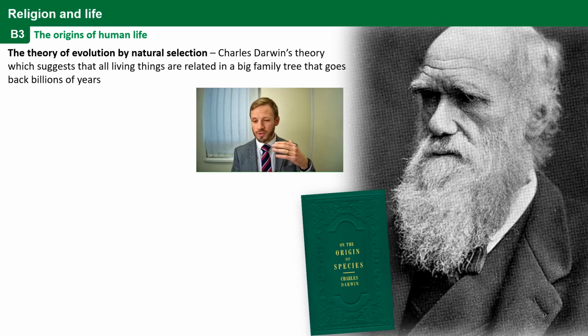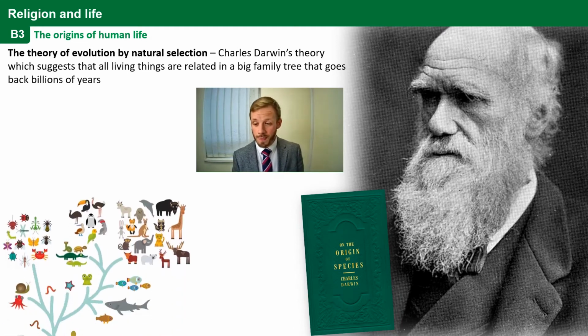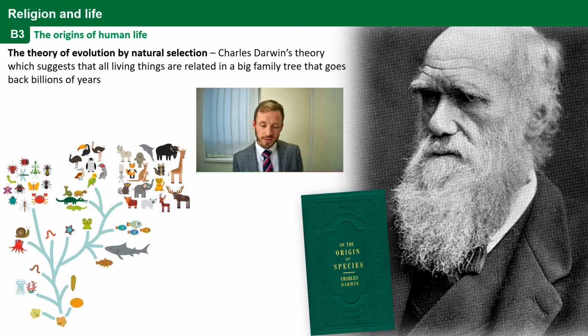Now there's lots to think about to do with this, and I'm just going to give you a very basic overview and understanding. If you Google what is evolution, you'll get a much better explanation of this, but I'm just going to take you through a few basic ideas today. But what you need to know in essence is that his theory suggests that all living things are created in this huge family tree that goes back billions of years to the very start of life on planet Earth.